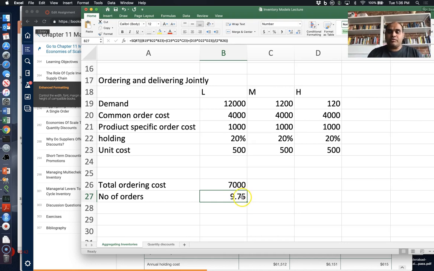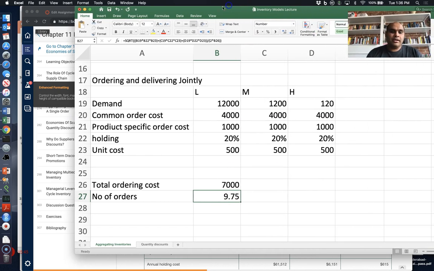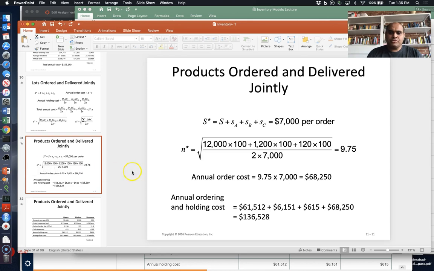So once you have the total number of orders, you can now calculate the rest of the values. The annual ordering cost will be 9.75 times the 7,000, which will be 68,250. And the annual holding cost, you can calculate that separately for each of the three. And then, of course, you can calculate the total holding cost. You add the annual ordering cost, and that gives you the 136,000.